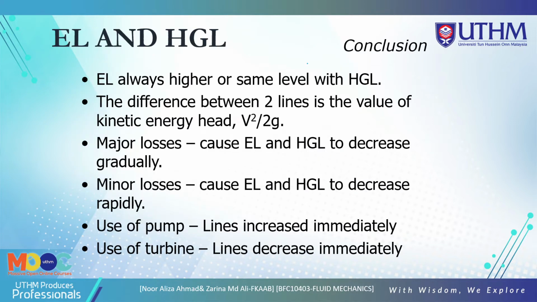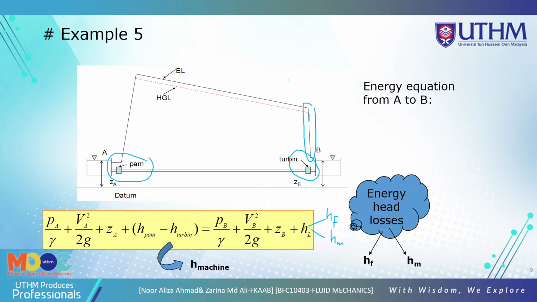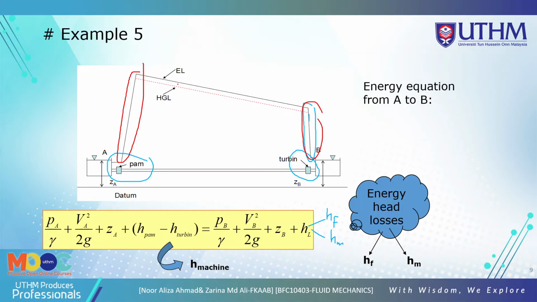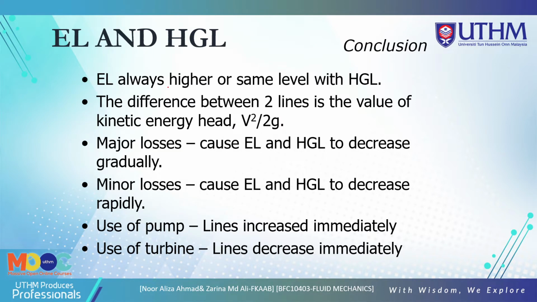Okay, now we look at the EL and HGL. So this is the point here. EL is always higher or at the same level as HGL. Same level is based in this part here. Okay, so kalau dia ada tinggi ataupun same level, always higher, so always higher macam ni lah. So dia tinggi sikit daripada EL and also HGL. So EL is always higher or at the same level as HGL. The difference between the two lines is the value of kinetic energy head, so V squared over 2g.